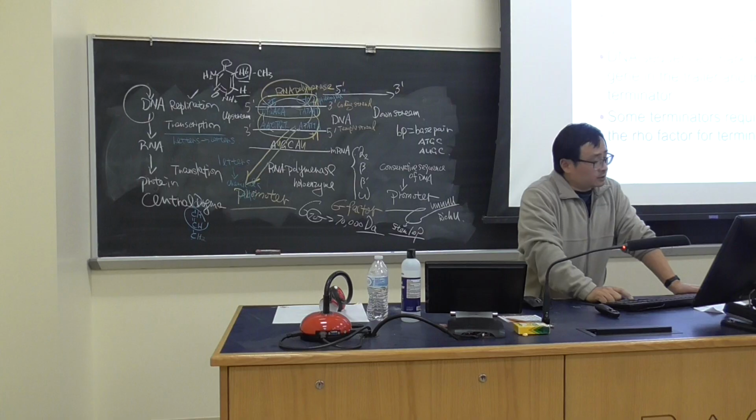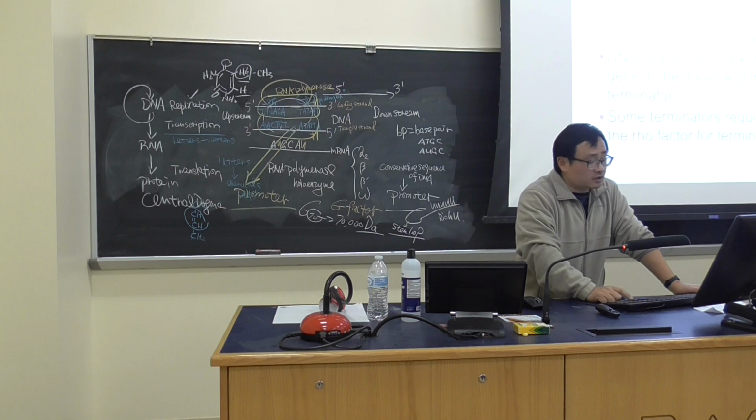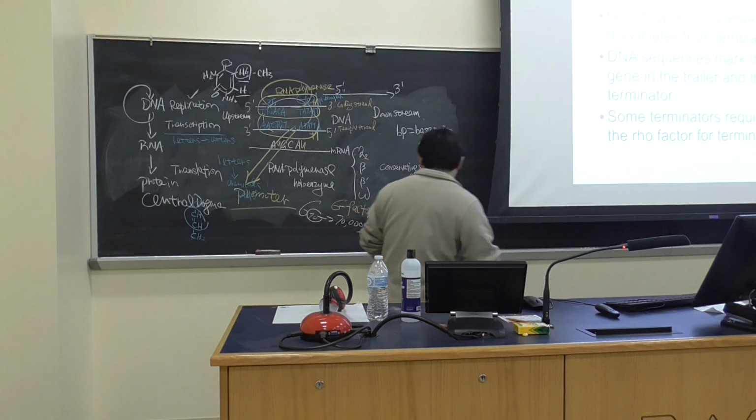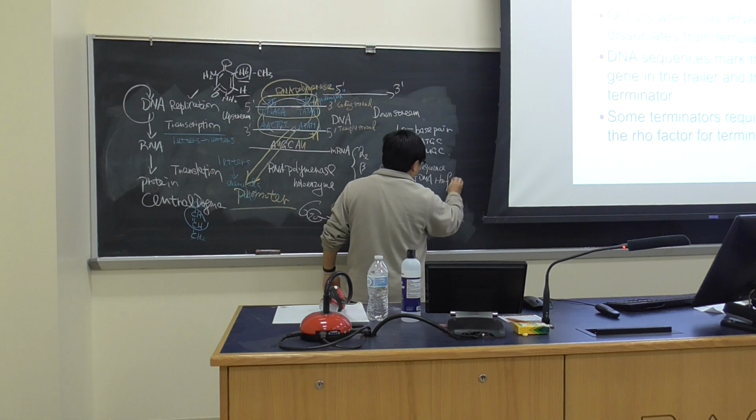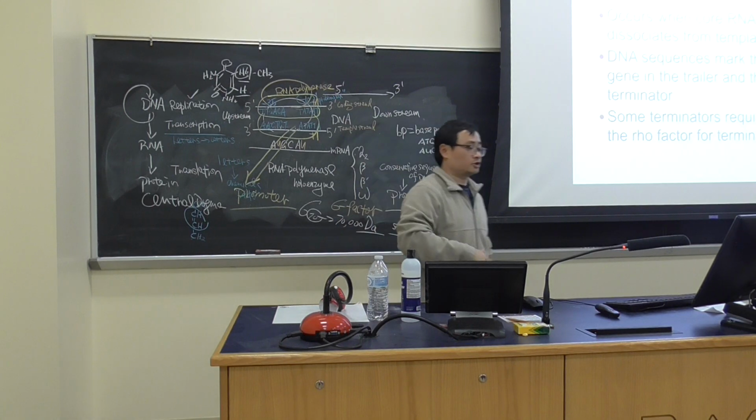Okay, transcription termination occurs when the core RNA polymerase dissociates from the template DNA. A DNA sequence marks the end of the gene, the trailer and the terminator. Some terminators require the aid of the rho factor. They could also have a rho factor for termination. So three markers here: U-rich area, stem loop, and the rho factor. When you see these, transcription is shut down.